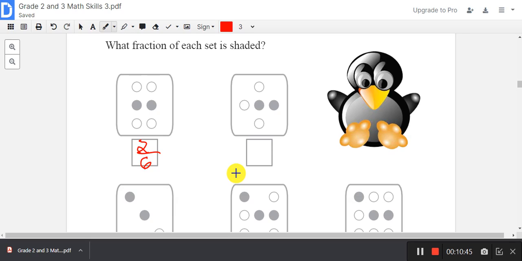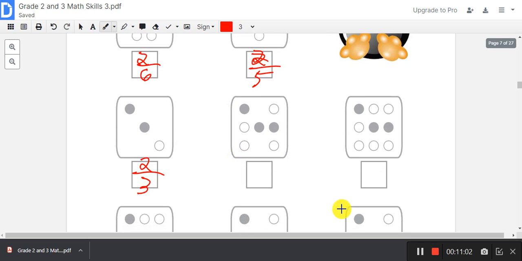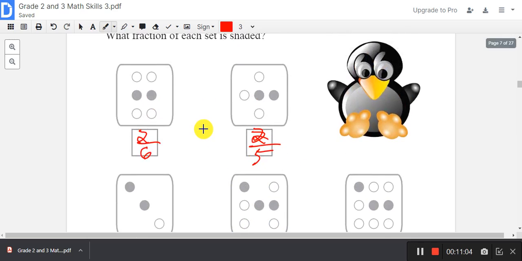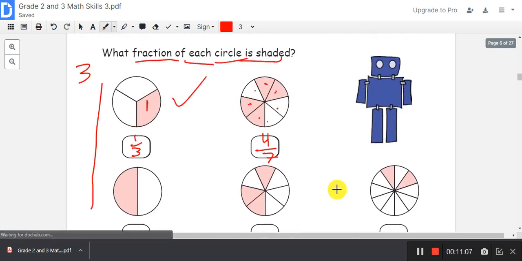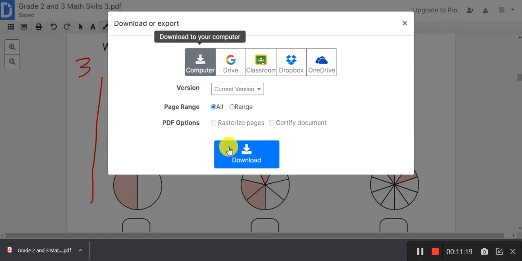This one, 1, 2, 3, 4, 5. Put 5 on the bottom. How many are shaded? 2. 2 out of 5. Okay. 1, 2, 3. 3 on the bottom. How many are shaded? 2. So that's it. That's all you have to do. Look at them, count how many there are in total, and then how many are shaded. Try to do 5 of these. That is your homework.